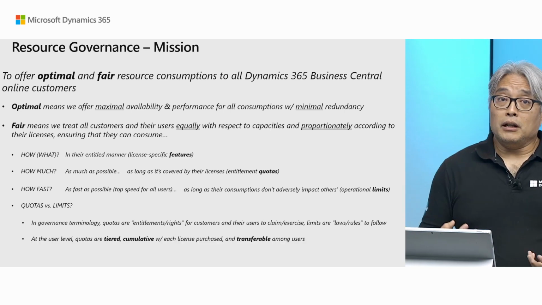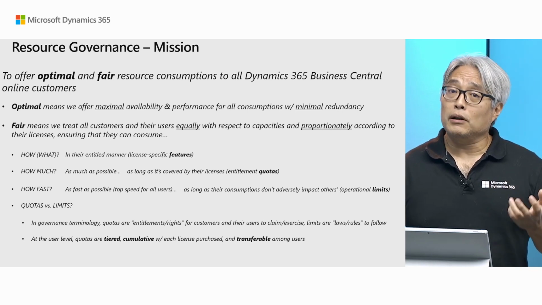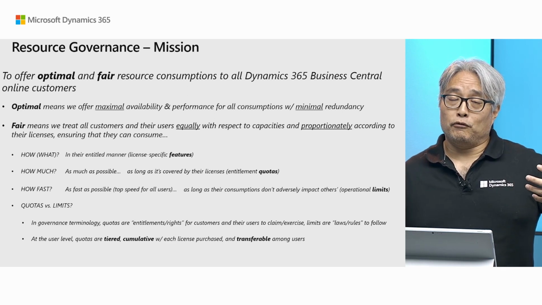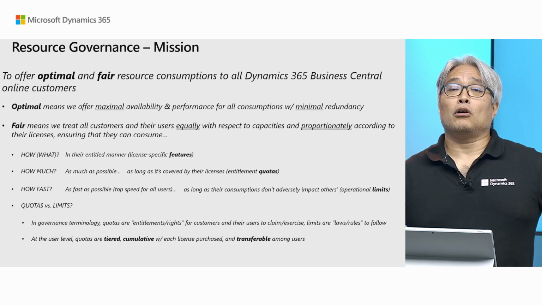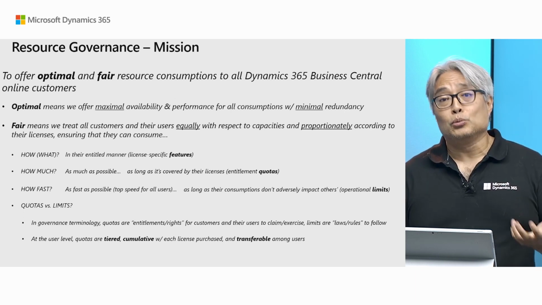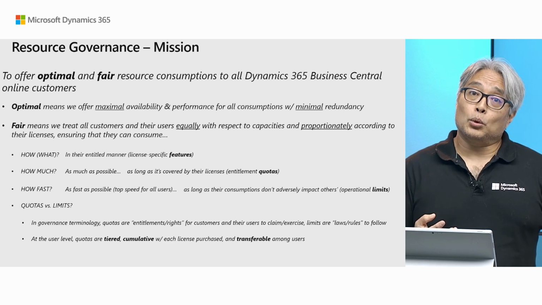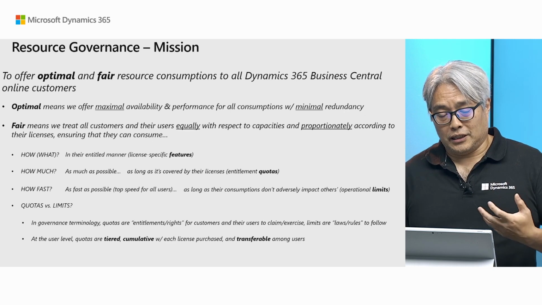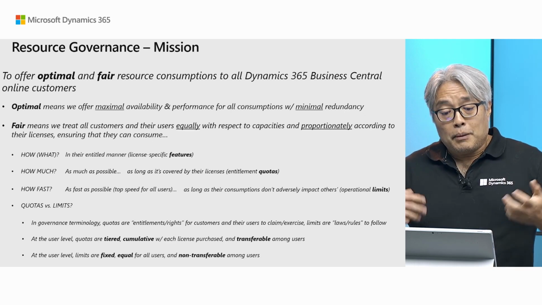At the user level, quotas are tiered. That means different licenses have different levels of quotas. And they are cumulative. That means when a customer buys more licenses, the amount of quota is accumulated, such that all users in that environment can consume those cumulative quotas. And they are also not transferable. If one user doesn't use his quota, another user cannot use more than what is entitled for his license. For limits, it's actually different.